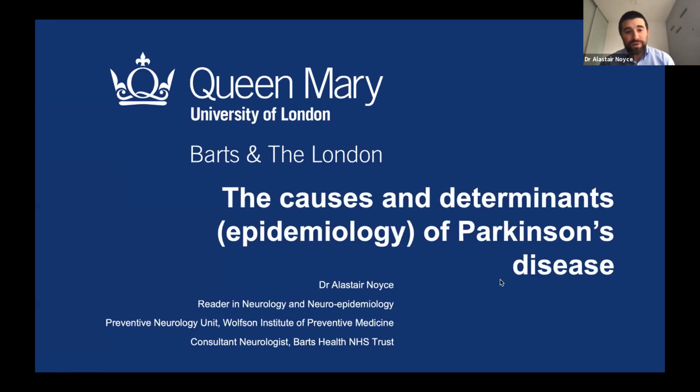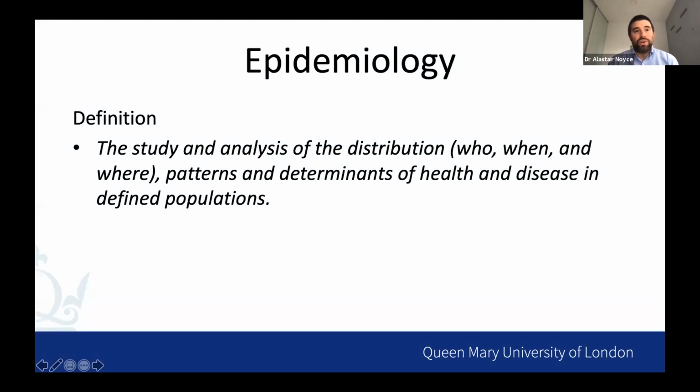Okay, so good morning, everyone. My name's Alastair Noyce. I'm going to be talking about the causes and determinants, or epidemiology, of Parkinson's disease. Historically, if I gave a talk on the epidemiology of Parkinson's, I would define epidemiology first of all. But given the year that we've just had, I probably don't need to tell you what epidemiologists do.